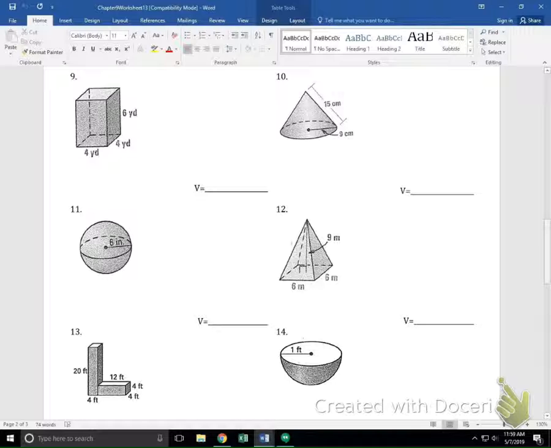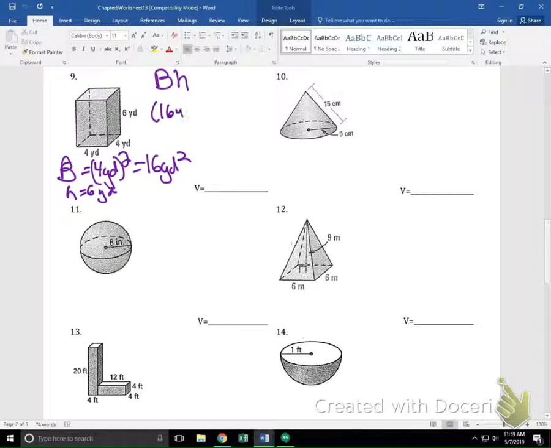So Raya, what shape is this? It's a prism. So our prism has a volume formula of BH. So what is the area of my base? 4 squared. So 4 squared is 16 yards squared. What's your height? 6 yards. So we have 16 yards squared times 6 yards. What's 16 times 6? 96 yards cubed.